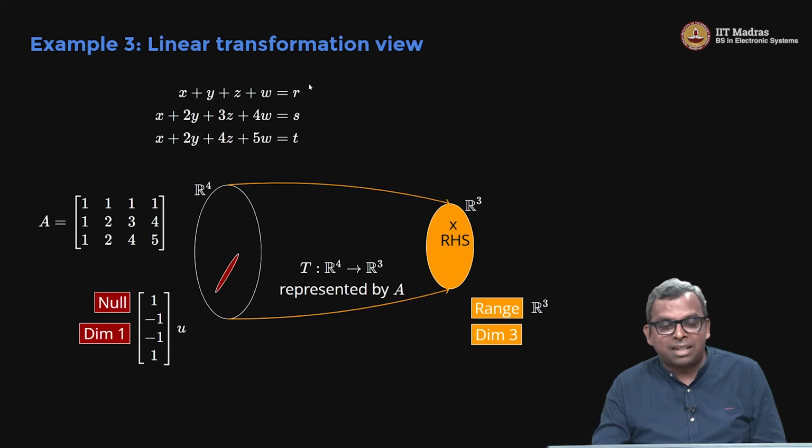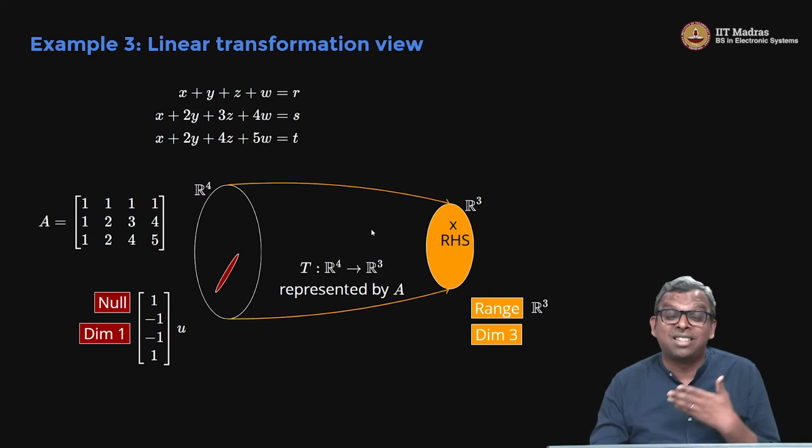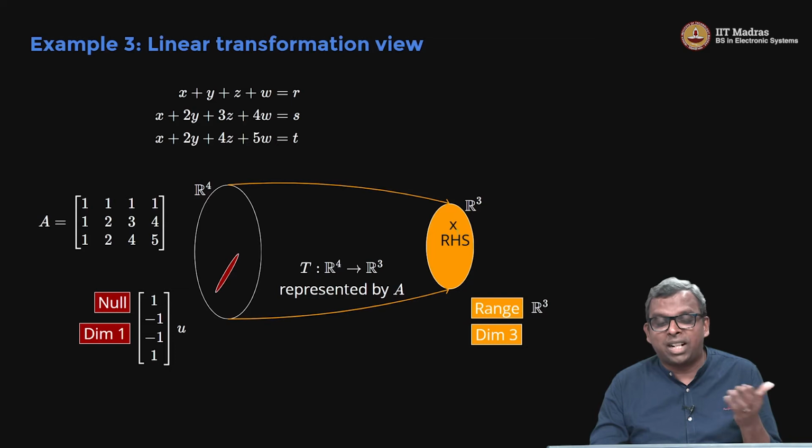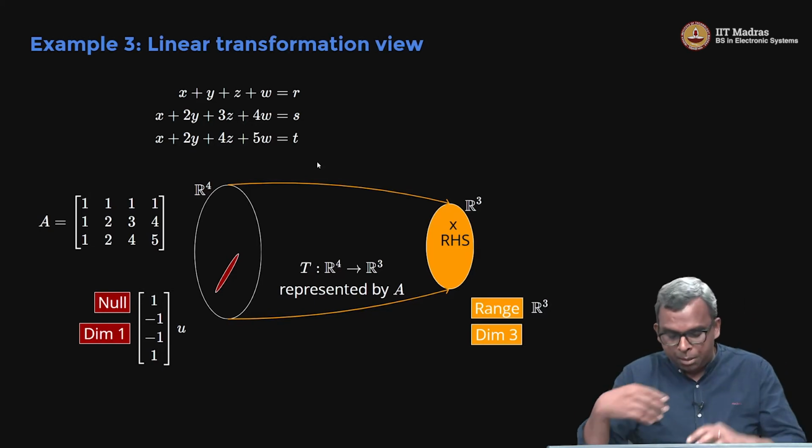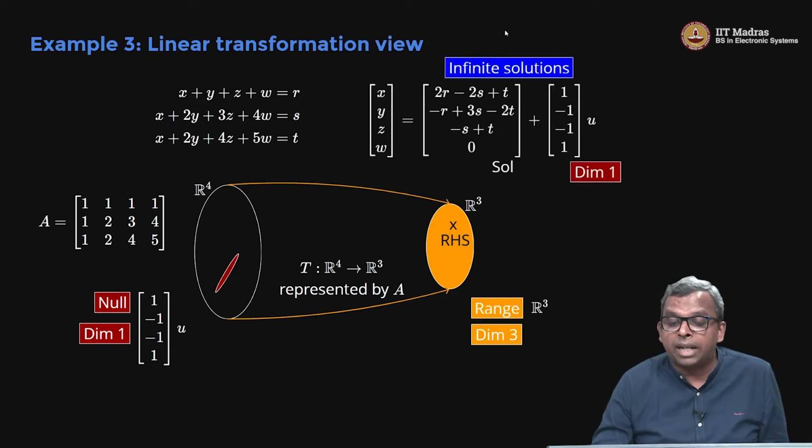So once you have an RHS, it means there has to be a solution. It is in the range, so there has to be some vector which transforms to this. So you can go ahead and solve it, right? So how do we do it? We're going to solve this equation. We're going to do elimination, solve it. If you do that, you will get something like this.